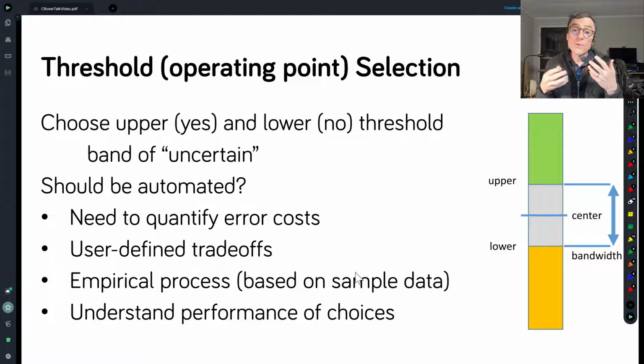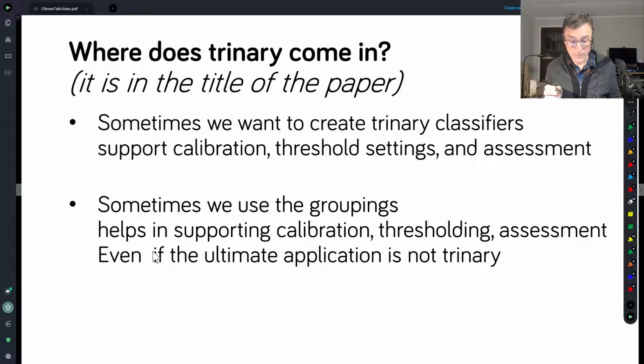So in using a classifier, there's this notion of setting the threshold of where we're going to make choices. Thresholds are sometimes called operating points. We can choose an upper threshold, and if the score exceeds the upper threshold, we say yes. We could set a lower threshold. Things below that we say no. And then we have an in-between band. We could also view this as a single threshold and a width of the band in between things.